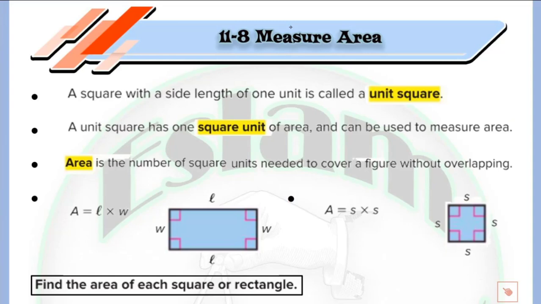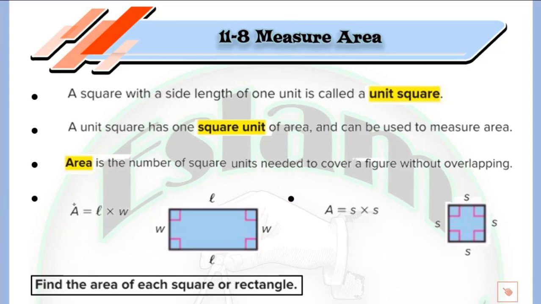In the previous lesson we talked about the perimeter. And we said the perimeter is the sum of the side lengths, the distance around the shape. We just count the distance outside. But for the area we need to count inside. So for the perimeter we count outside, but for the area we count inside.